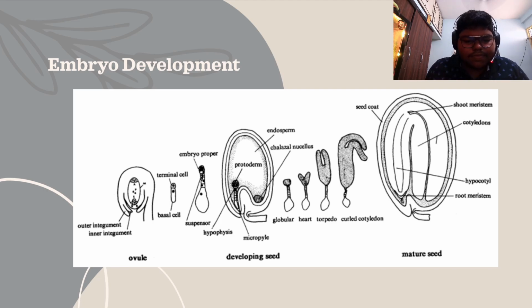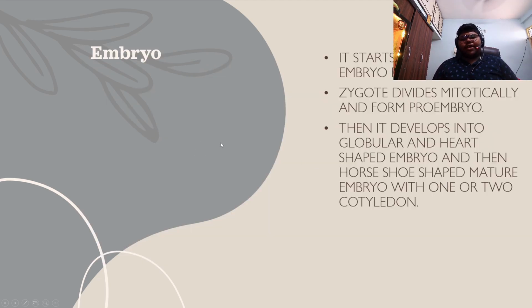Embryo development. You can see a picture here. Here is the endosperm, nucleus, micropyle, hypophysis, then the globular stage, then the heart shape, then the torpedo stage, then cotyledons, and the mature embryo.